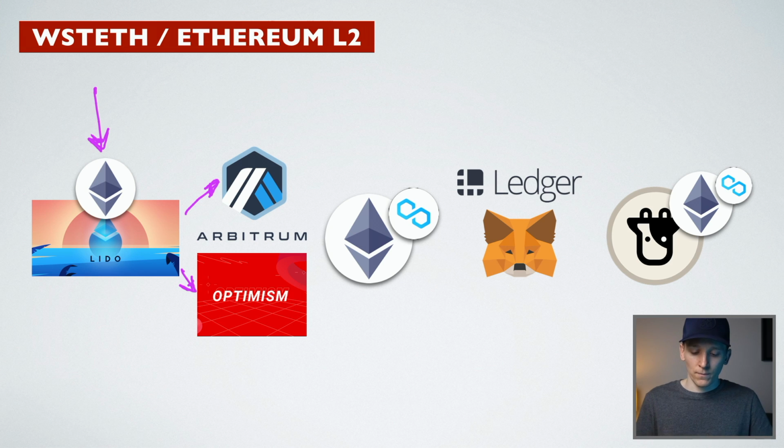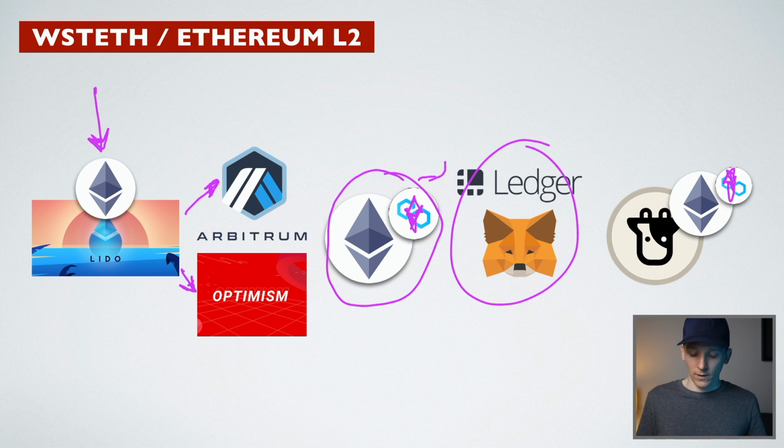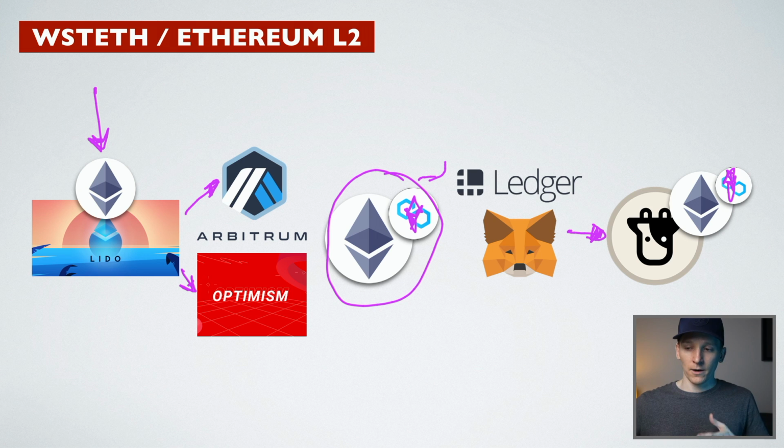Now what we can do is take this token, this staked ETH token, and we can put it in our wallets. So if we have a MetaMask or a Ledger, we can do that. And then what we can do is use that staked ETH on layer 2 to go and invest it. And I'll show you how that works.